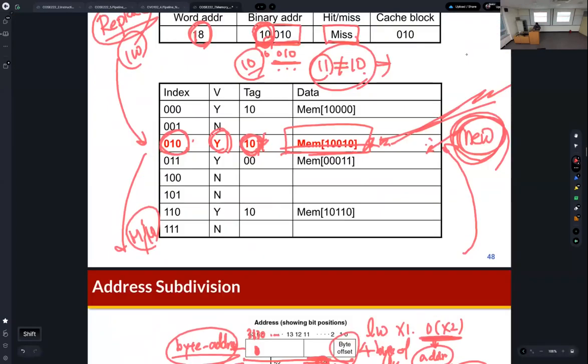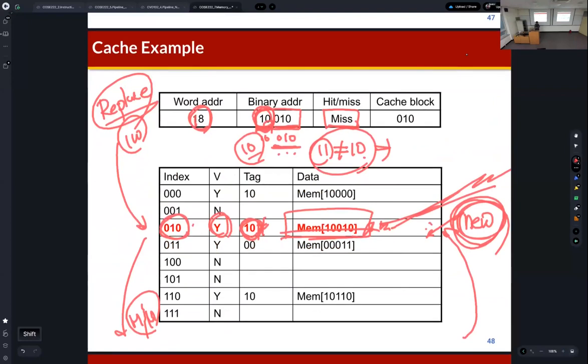So in this example, I mentioned that when the request to the cache is a miss, the requested data is fetched from the main memory, and then the target cache block is filled with the data from the main memory, right?